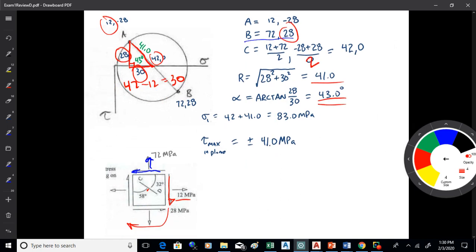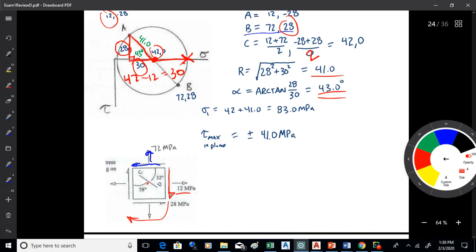So if I want to find the maximum tensile stress, I take the center value, which is your reference point, and then go out by the radius. So I'm going to go out to that point right there. I know the radius I just found is 41. So if I take my starting point, 42, and add 41 to it, I'll get 83 megapascals. That's sigma 1 out there. That's the maximum normal stress.